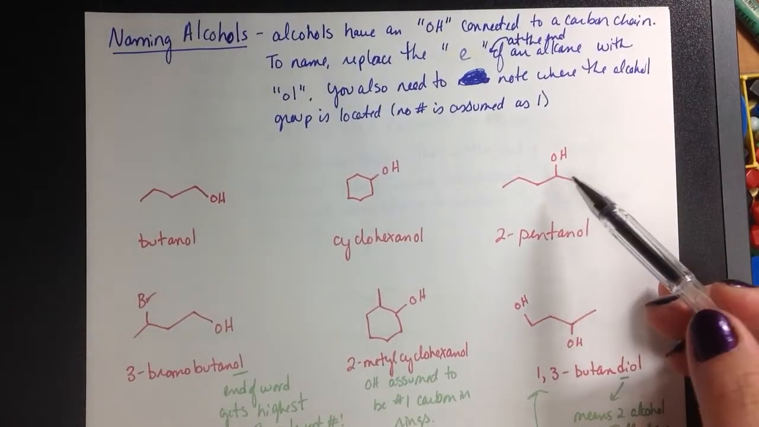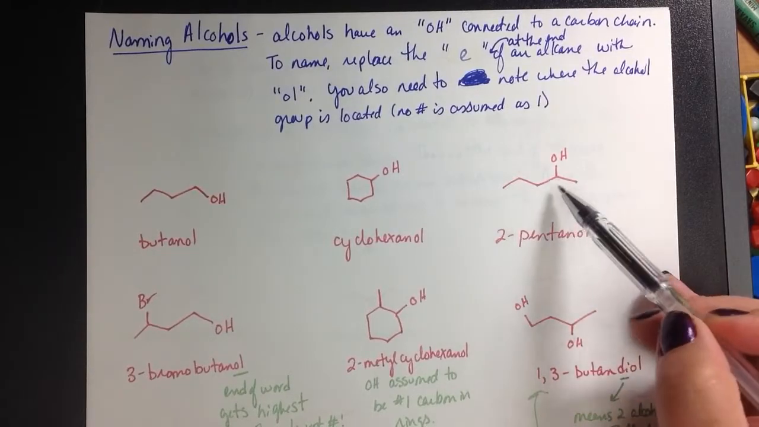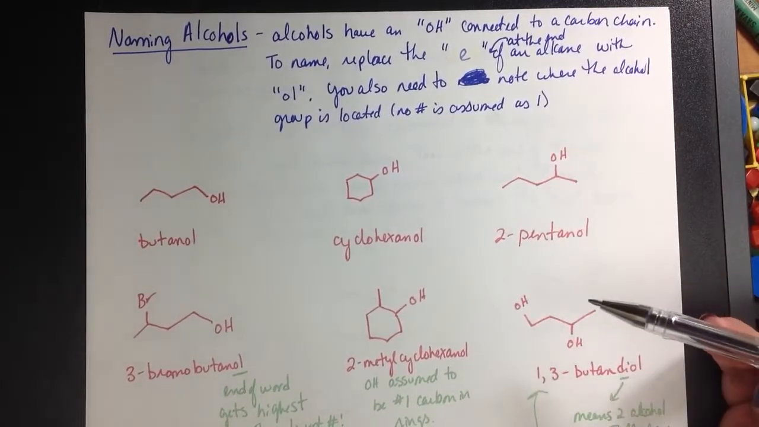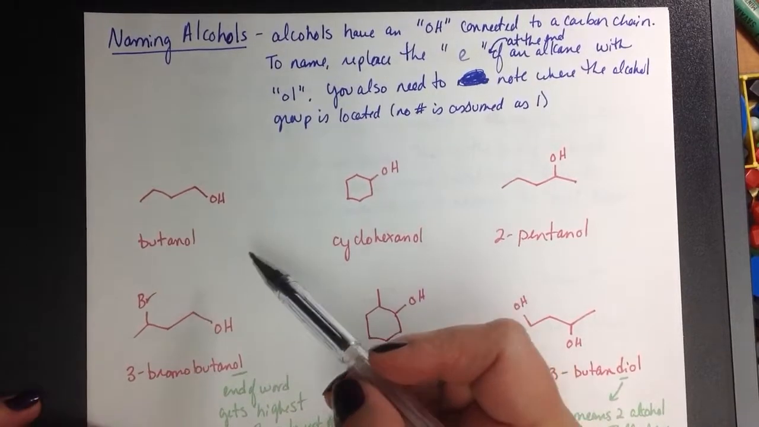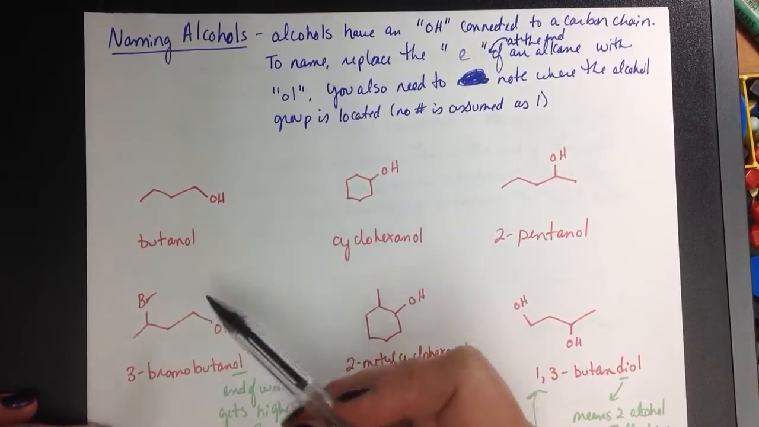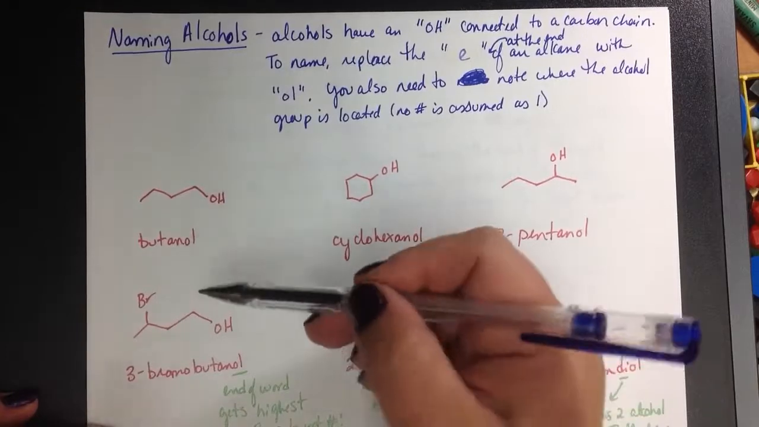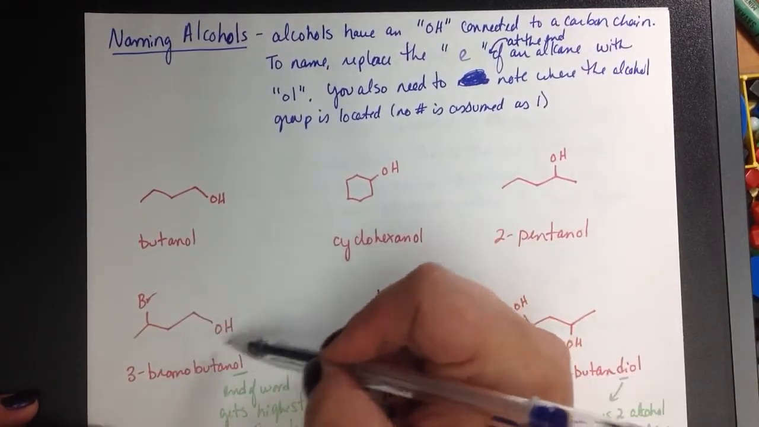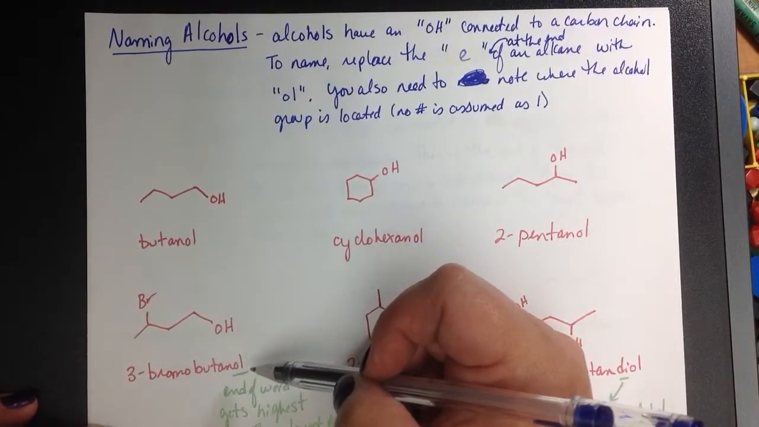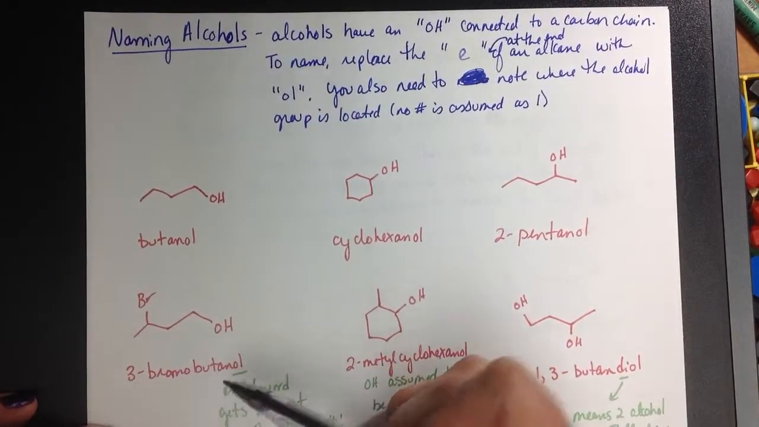Here it's 2-pentanol, so 1, 2, 3, 4, 5. It's easier to count from this direction to get the lowest number for that OH. Here we've got 3-bromobutanol. This might be a little bit more difficult to see. We need to start counting from this direction. 1, 2, 3, 4. There's only 4 carbons in that chain. The OH is on the first one, which is assumed, but you can also write that in there if you want to. That's totally fine. So it would be 3-bromobutanol.